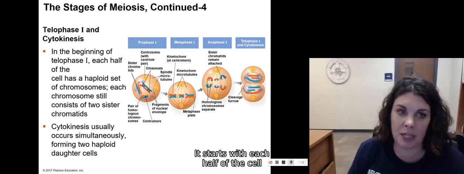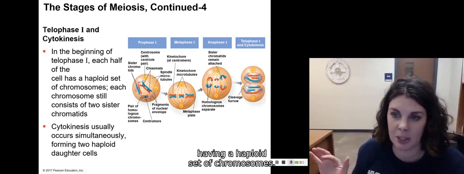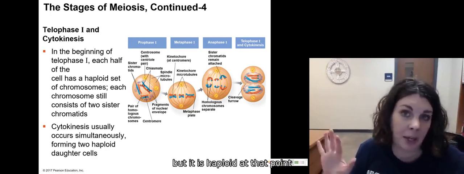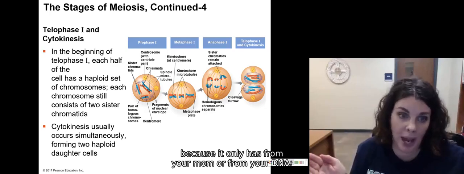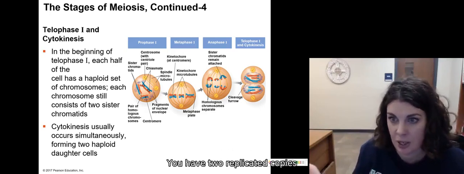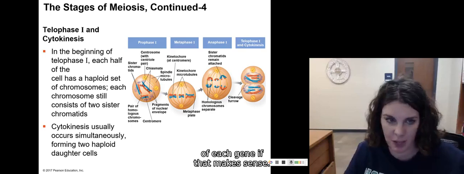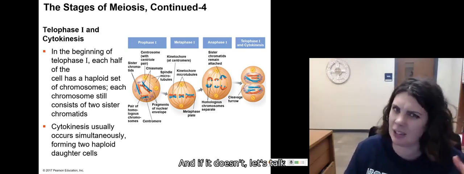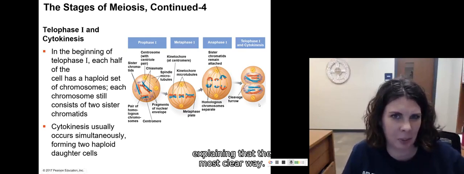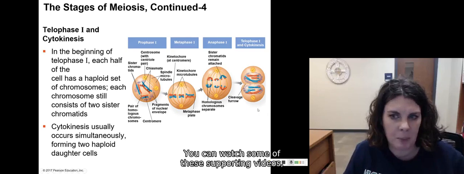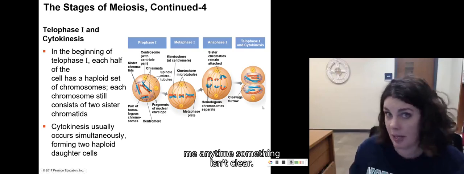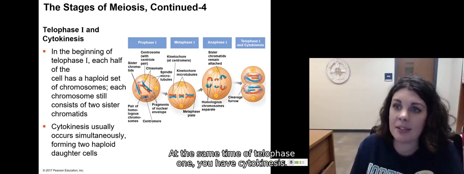Then at telophase 1, it starts with each half of the cell having a haploid set of chromosomes, so 2 copies of that DNA, but it is haploid at that point because it only has DNA from your mom or from your dad. You don't have 2 distinct copies of each gene. You have 2 replicated copies of each gene, if that makes sense. And if it doesn't, let's talk about that some more because I'm not sure that I'm explaining that in the clearest way. But you can watch some of these supporting videos, read your textbook, and talk to me anytime something isn't clear.